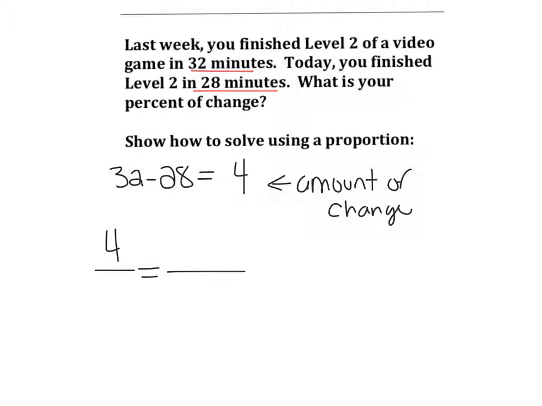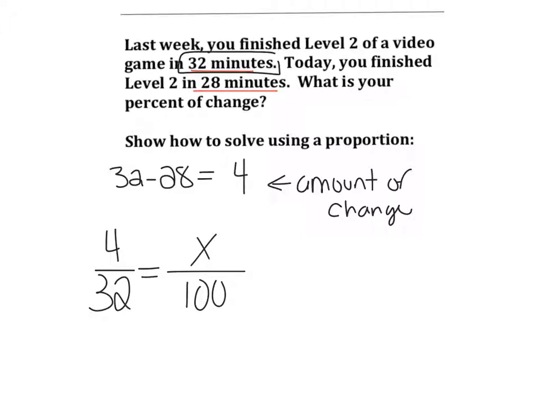That's our part. Out of, we want to know what was our original amount, or our starting value. Well, we always start with what came first in time. So that would be last week. That would be where we started. So it's 4 out of 32. And we're going to set that equal to x out of 100.